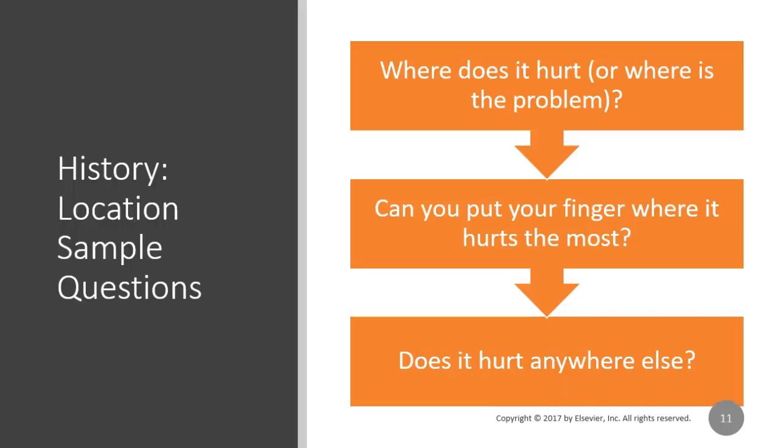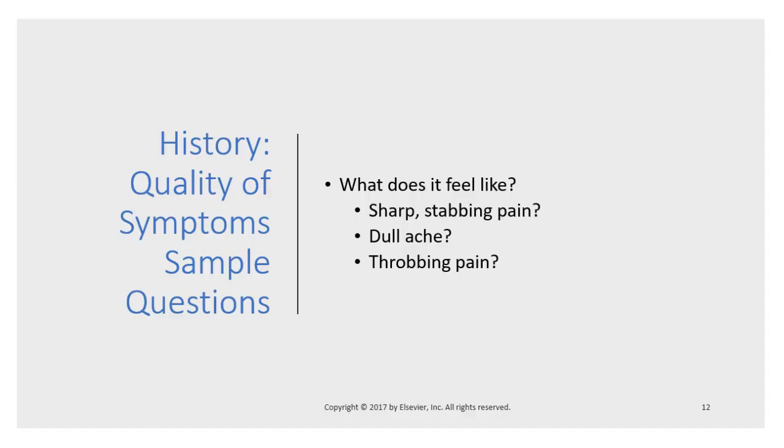All right, so where does it hurt, and or where is the problem? They'll point exactly where it's at, or they'll say it's on my back, I can't reach it. Can you feel exactly where it's at? Can you put your finger where it hurts the most? Does it hurt anywhere else? If they have an ankle fracture, you can say, okay, on your ankle, I understand, you broke it, you're in a cast. Is there any other place that's hurting you? There are times that we miss other fractures because we're so focused on the one pathology.